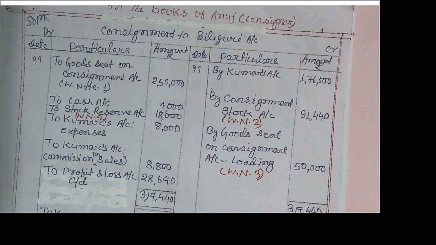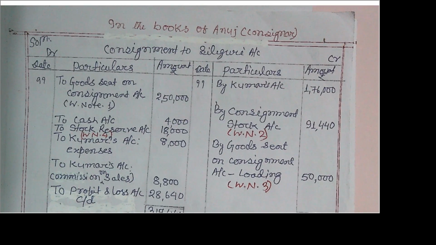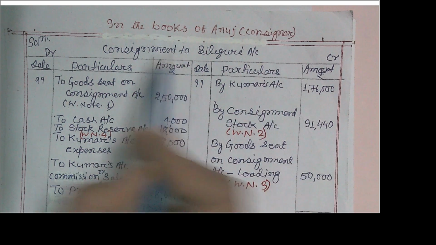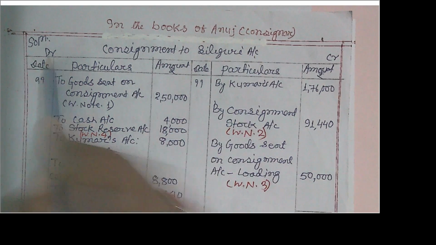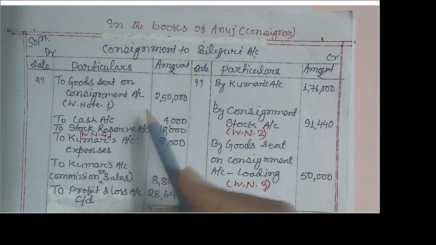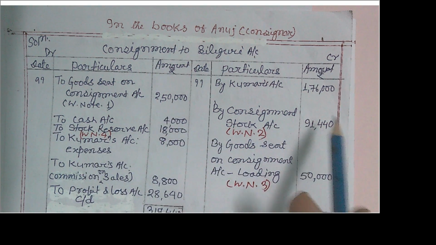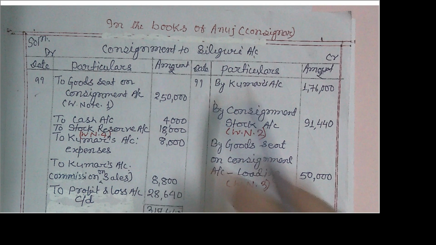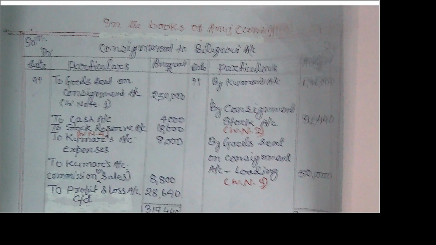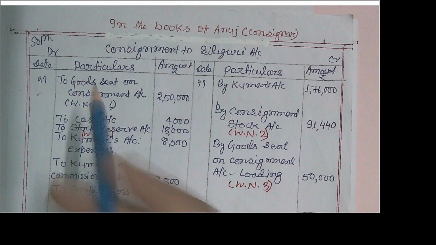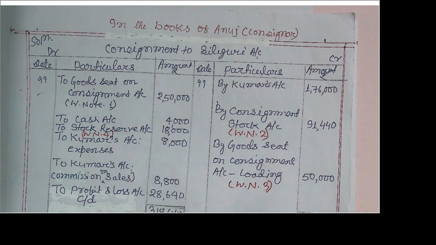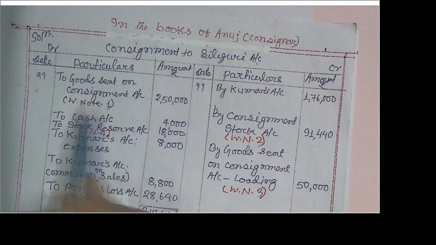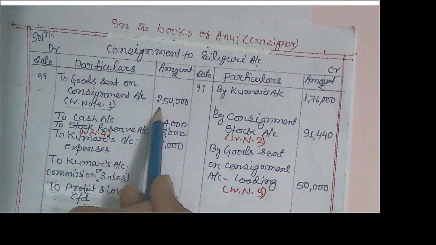See, in the books of Anuj, the consignor, the consignment to Siliguri account. Debit, credit, and date, particulars, amount. The date is not given in the question, so it is just blank. In which year the goods were sent is not given in the question. You just make a date column and leave it blank. Now, goods sent on consignment account, working note number 1, 2,50,000.